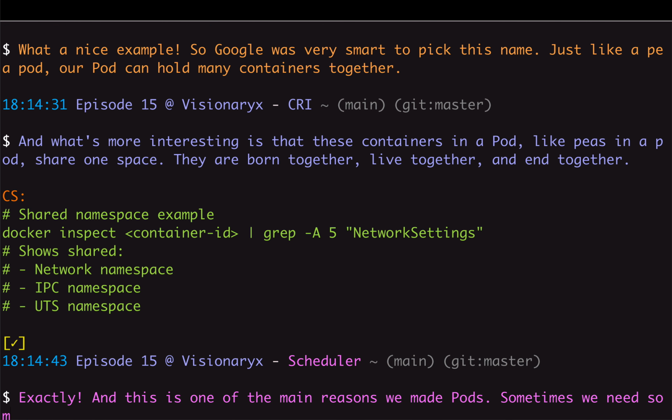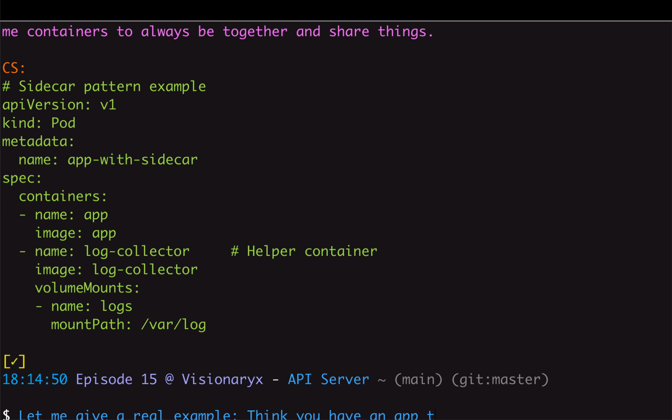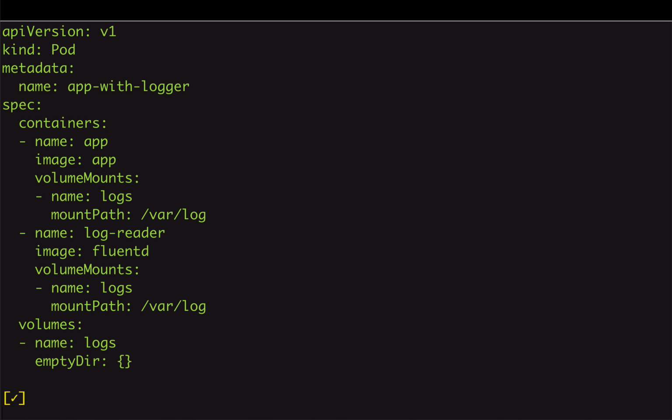Exactly, and this is one of the main reasons we made pods. Sometimes we need some containers to always be together and share things. Let me give a real example. Think you have an app that makes logs and another container reads these logs. These two need to always be together, just like two peas in a pod.